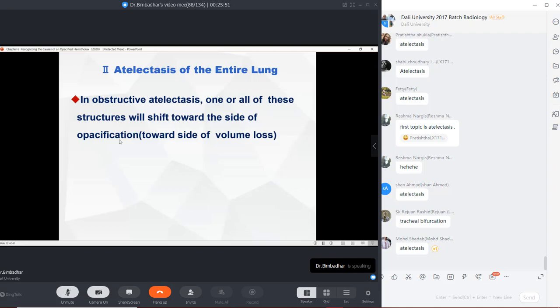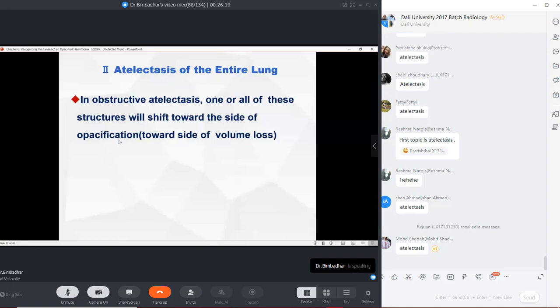Now let me give it in a clearer way. If there is an obstruction in the left upper lobar, or let us say left lower lobar bronchus, then the trachea will be shifted down to the left side. That is what ipsilateral means. The mediastinum will also be shifted to the left side. The hemidiaphragm will also be elevated on the left side. So that will cause an entire opacification of that side. Did you understand this? Is this concept clear now?